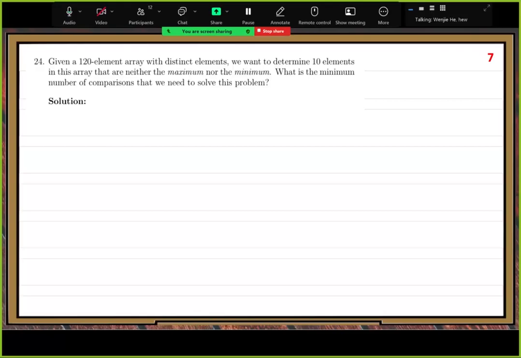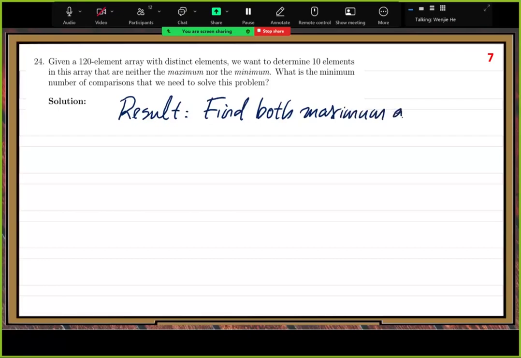So this one, I designed this question. Actually everybody knows what result we should use, right? So we have this result: find both maximum and minimum. We all know we need to use this result. But how to use it, that's important.